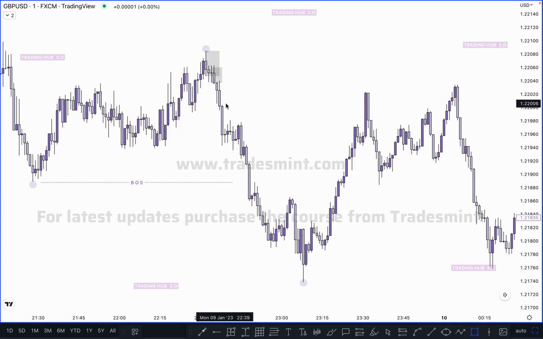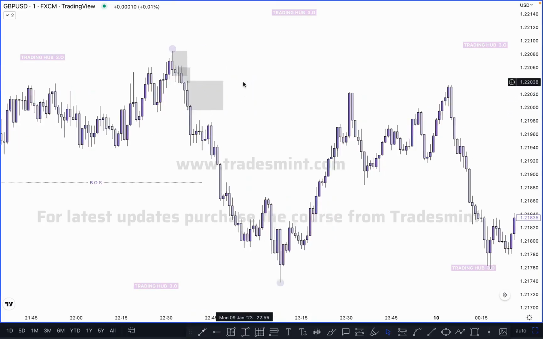Then you can see at this point what happened here. This candle taken out the previous candle high. It means this acts like our valid order block. Why? Because proper imbalance is available here. Also this candle taken out the previous candle high.